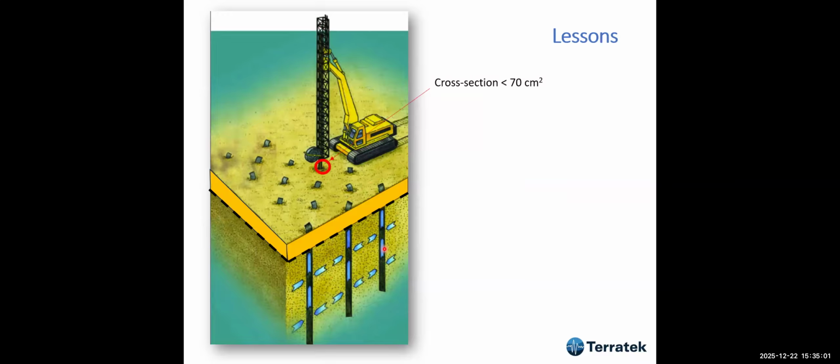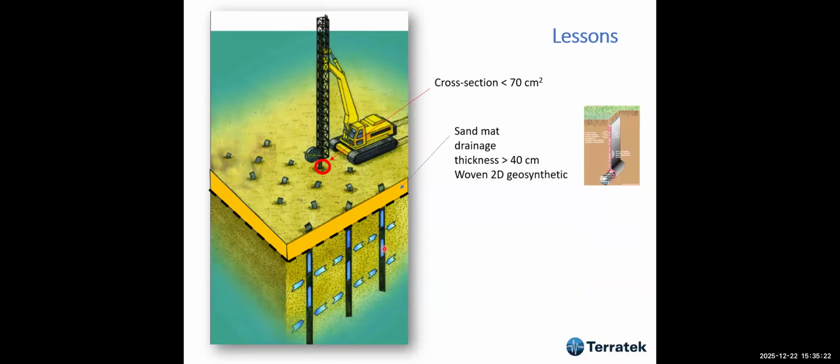This I wrote in 1998. I wrote a standard for the Department of Roads, and we came up with these ideas. So the cross section should be limited to 70 centimeters, in order not to disturb the soil very much. The sand mat should be a minimum of 40 centimeters of sand, and we always have to. This is a mistake I have seen many times.